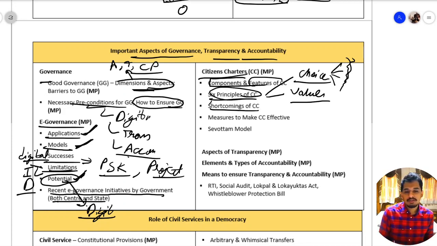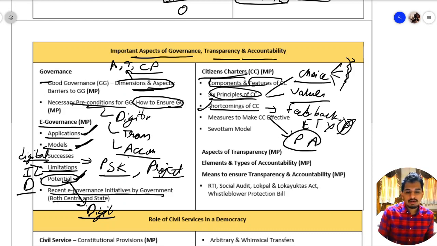Then we have shortcomings of citizen charter. One of the shortcomings is that there is no feedback mechanism. Then the employees are not properly trained, or they do not know the philosophy of citizen charter. Another shortcoming is that the people are not aware of citizen charter. So like this, then what are the measures that can be taken to make citizen charter more effective? One of the measures is that the Sevottam model can be adopted. Okay, Sevottam model is a combination of Seva plus Uttam. Uttam means excellent. So this model can be adopted to make citizen charter more effective.